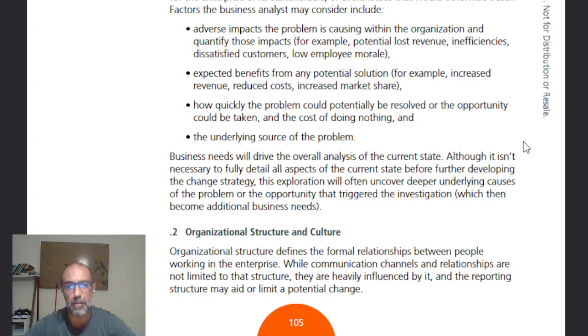So business needs will drive the overall analysis of the current state, although it's necessary to fully detail all aspects of the current state before further developing the change strategy. This exploration will often uncover deeper underlying causes of the problem. So here, business needs will drive the overall analysis of the current state. We completely have to understand that the only reason we have a job is because there's a need that we need to fulfill, right? And that's where the six core concepts come in.